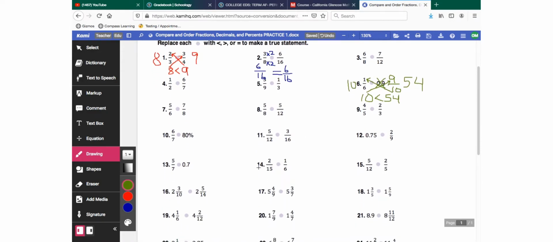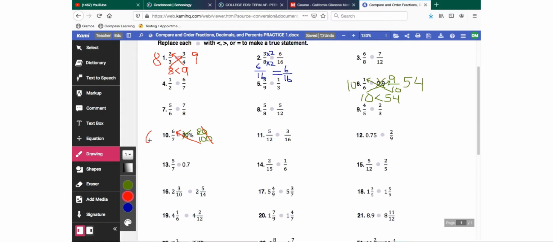Okay, let's do another one. So maybe we'll do this one. We can change 80% to a fraction, which is 80 over 100. You can simplify, so you can divide each one by 10, or simply cross out a 0 from each number, same thing. And then you can cross multiply again.